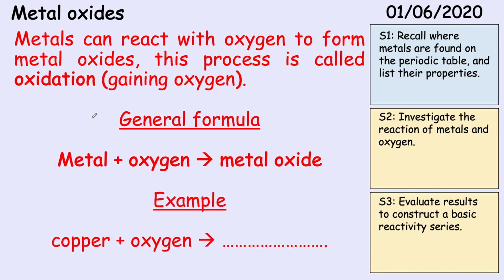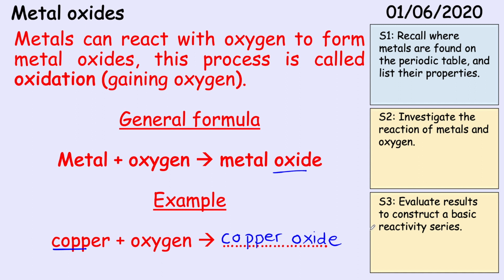So here's the example. Copper plus oxygen forms what? Well, copper's the metal, oxygen always stays as oxygen, and it always forms a metal oxide. So we write the name of the metal plus oxide at the end. So the metal is copper, and when it reacts with oxygen, it forms copper oxide.